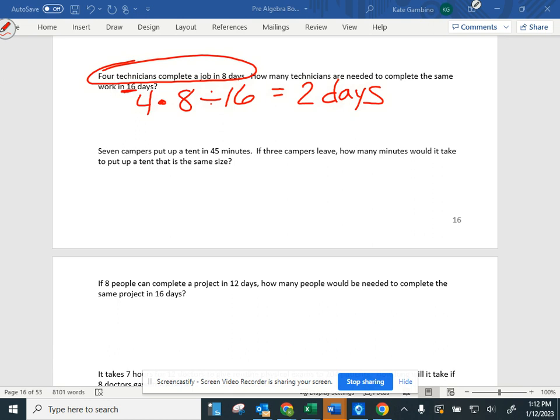7 campers put up a tent in 45 minutes. If 3 campers leave, how many minutes would it take to put up a tent that is the same size? Not quite as easy now. So now we have to do the math in our head. How many campers is in our second proportion?